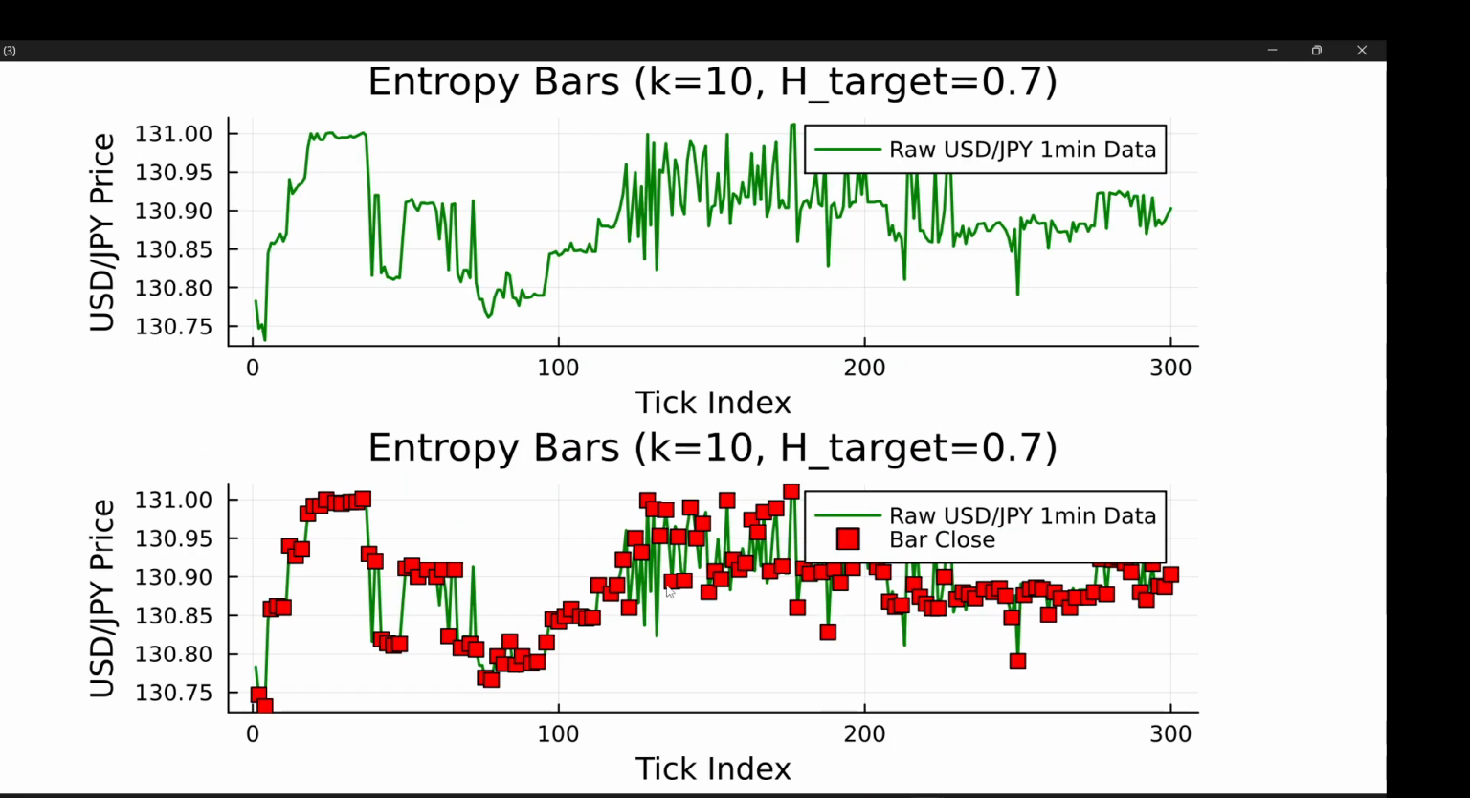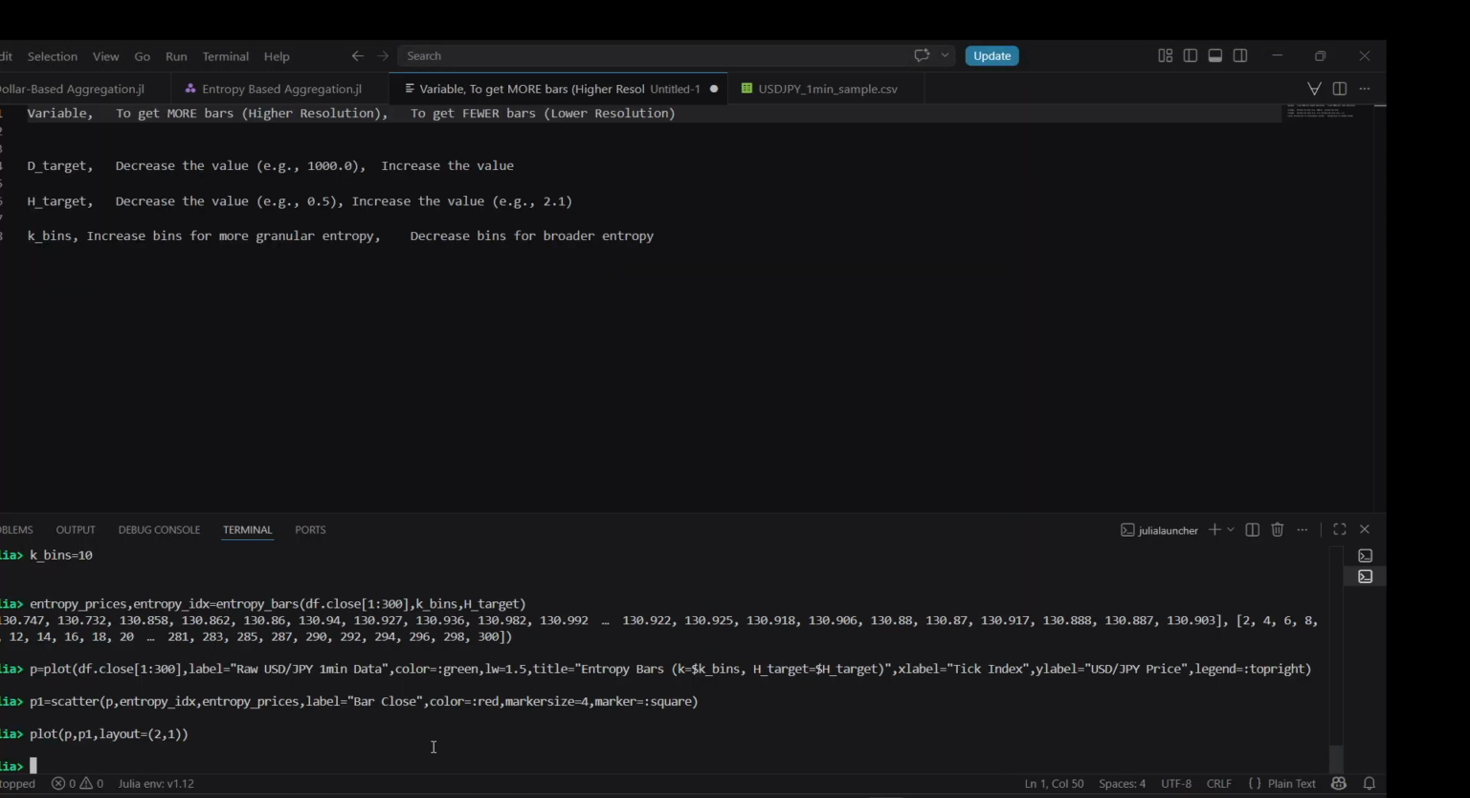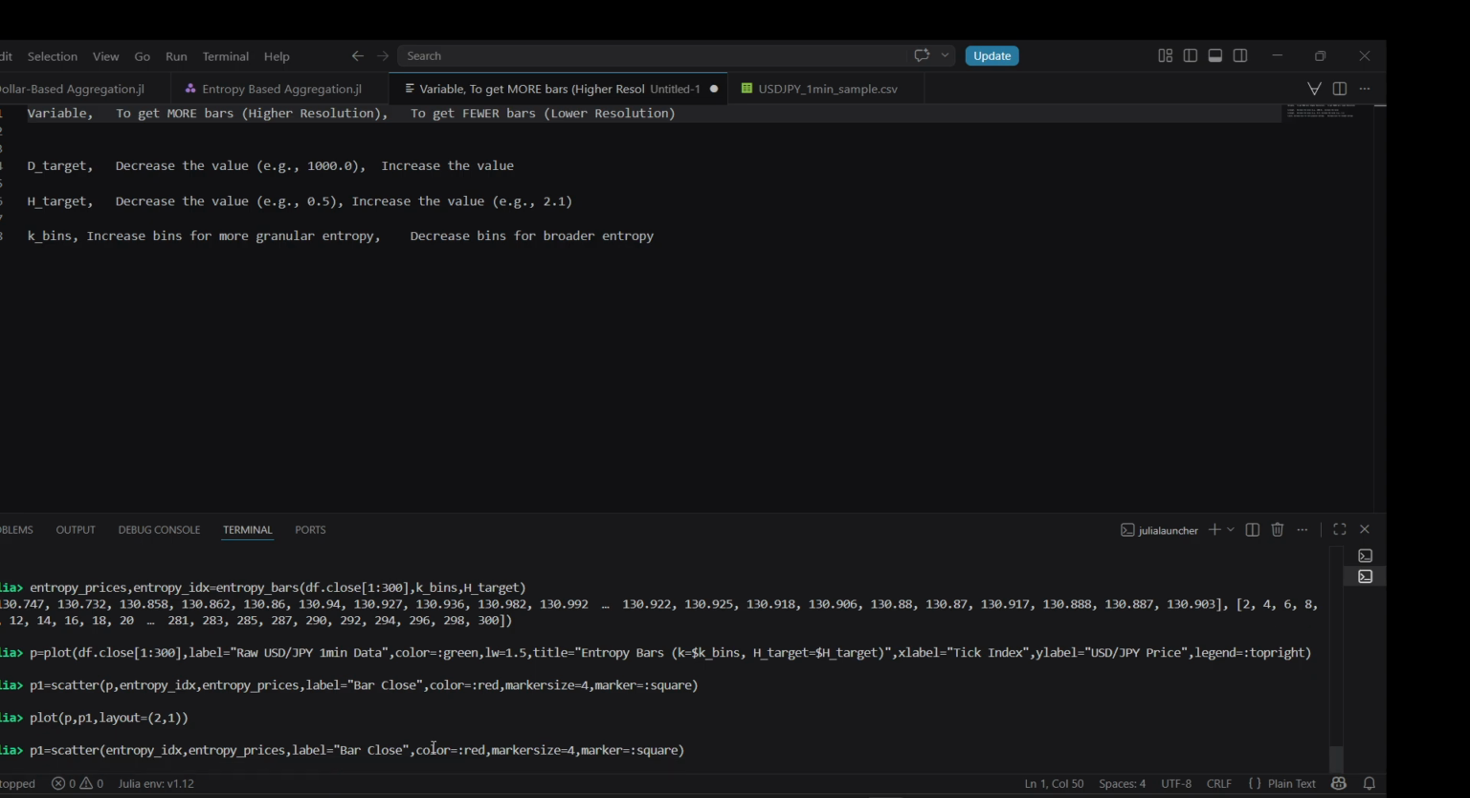Now here are our entropy bars. Let me just remove this label. Also, I want to remove the background plot because we don't really need it.